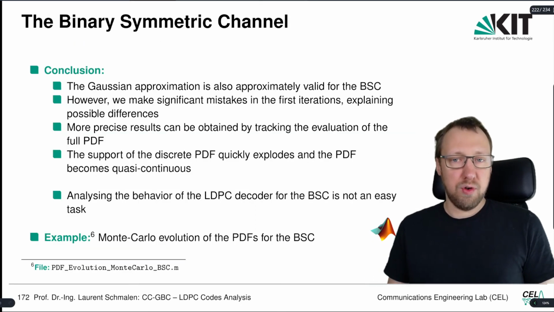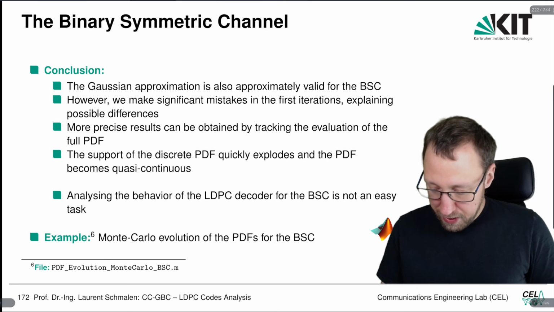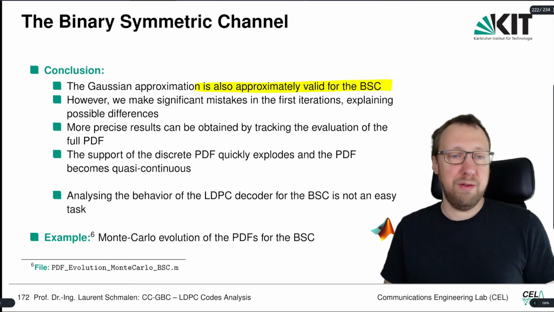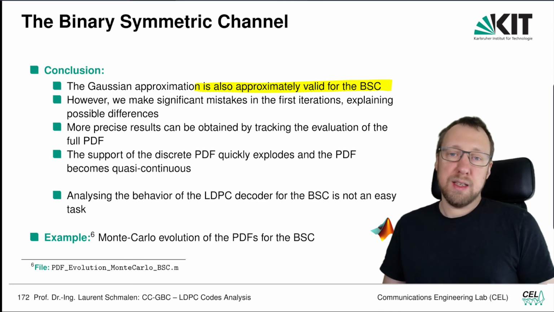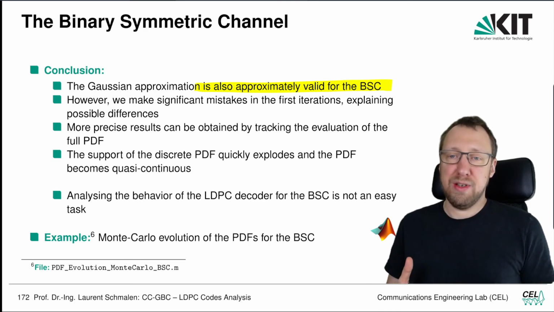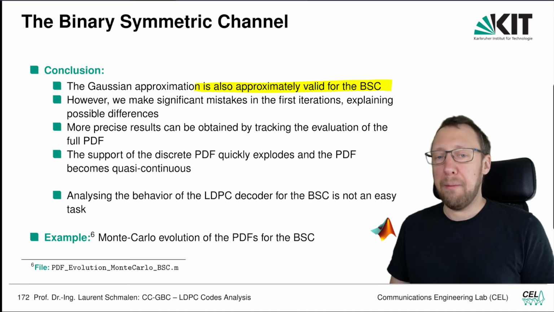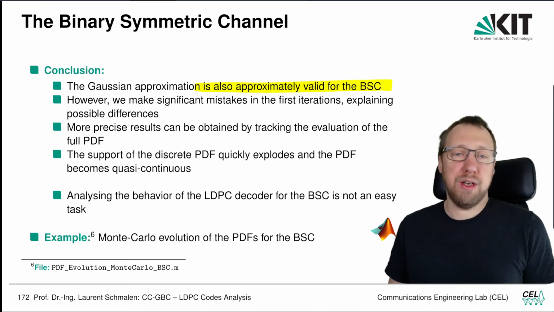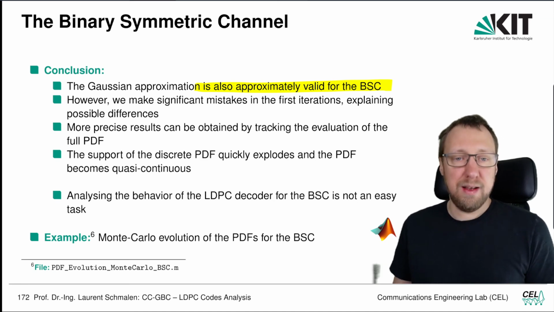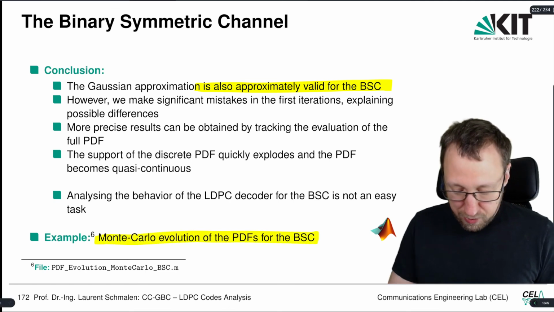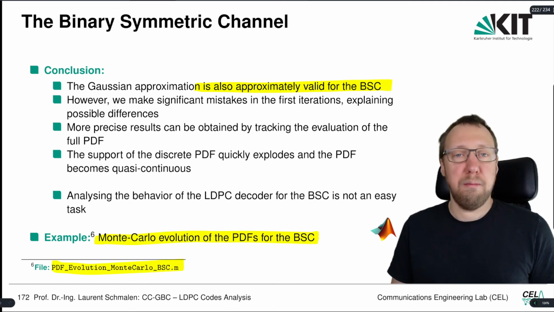So, conclusion, the Gaussian approximation is also approximately valid for the binary symmetric channel. So we make significant mistakes in the first iteration. This explains possible differences. We could track the evolution of the full PDF, but it's difficult. What we did here is this Monte Carlo evaluation. And if you would like to replicate this, we have a MATLAB script.